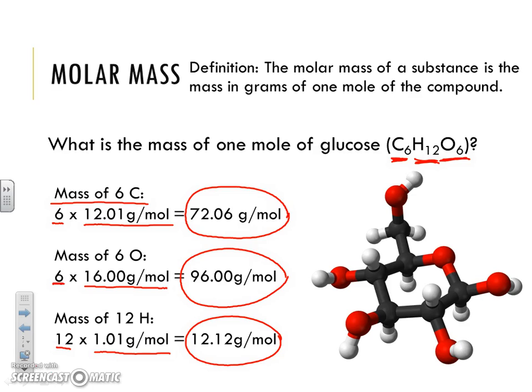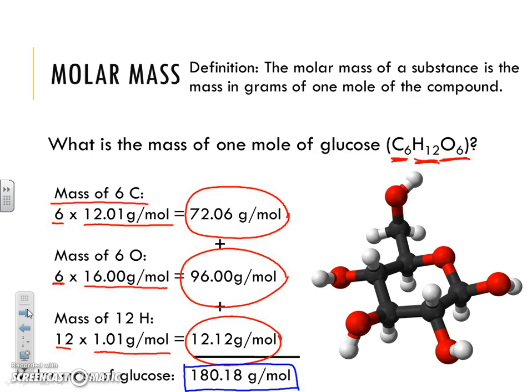Now, if I want to know the molar mass of the whole compound, all I need to do is add up the mass of each of the parts. So I have 72.06 plus 96 grams per mole plus 12.12 grams per mole, which gives me 180.18 grams per mole as the molar mass of glucose. This means that in 1 mole of glucose you have 180.18 grams of substance.